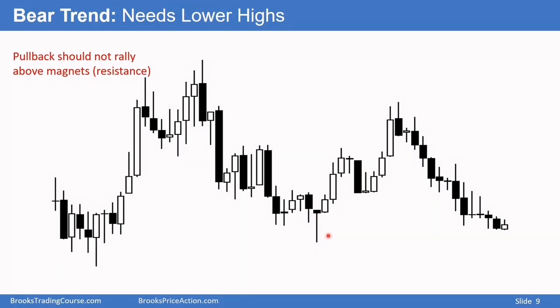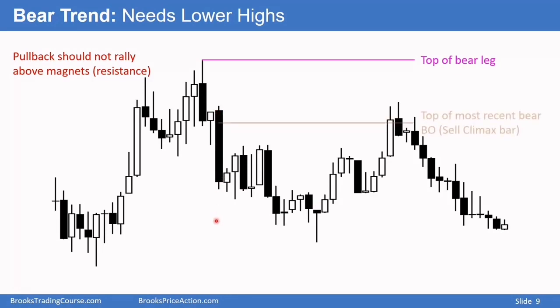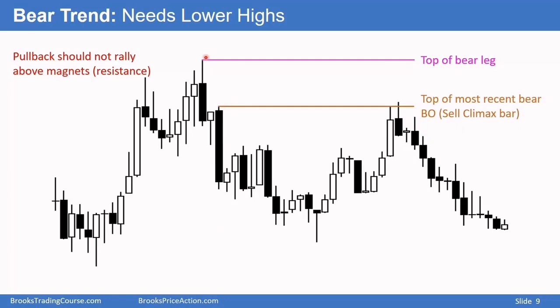Strong reversal down, so possibly a bear trend, and the market should not rally above significant highs if it's going to be a bear trend. The top of the bear trend, or a bear leg in a trading range. This is the top of the bear trend. This is the top of the strong bear breakout. Both are magnets. And in a trading range, whenever there are 2 resistance levels near one another at the top of the range, the market often goes above one and reverses down without getting above the top of the other.